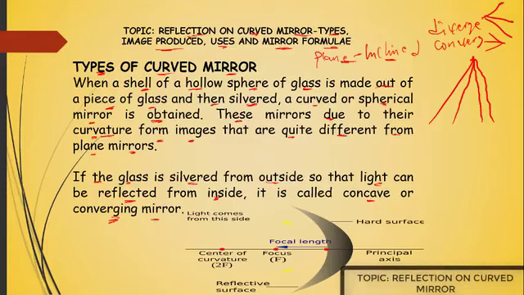Alright, so if a glass is silvered from outside so that light can be reflected from the inside, it is called a concave or converging mirror. So if you don't want to call it a concave mirror, you can call it a converging mirror. This is what it looks like.